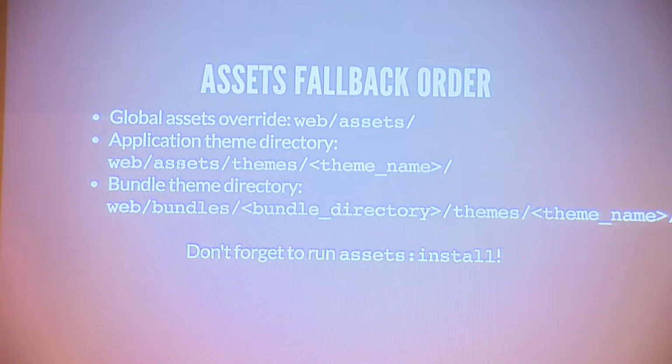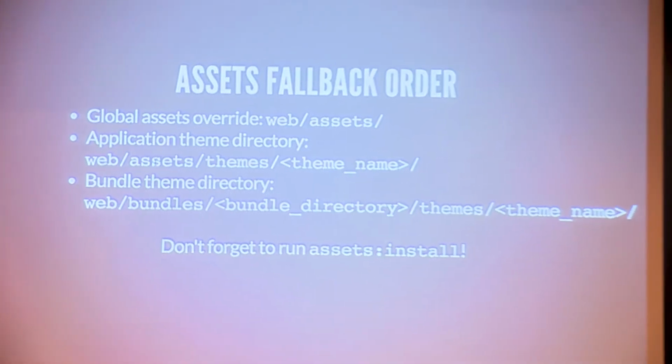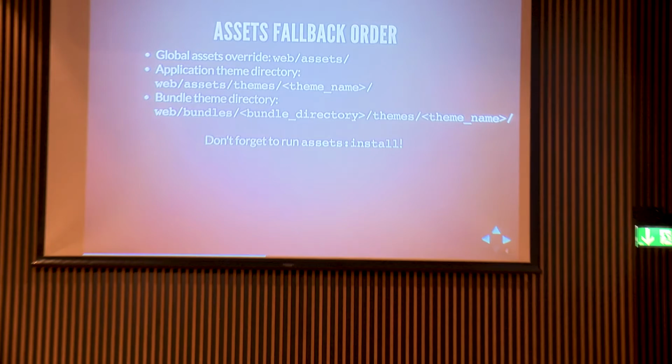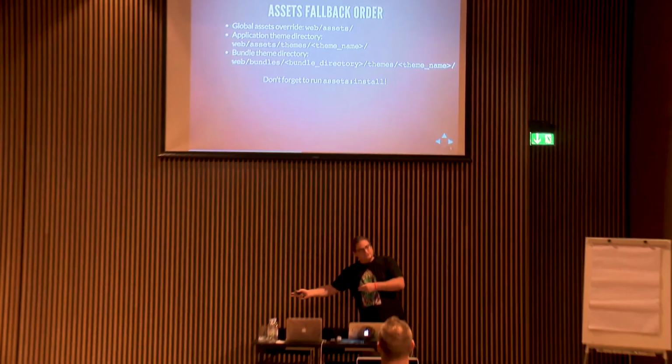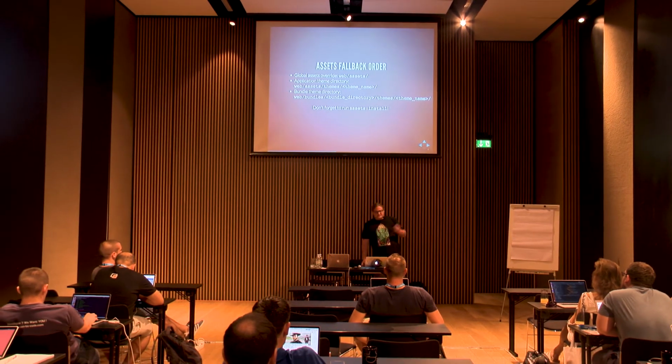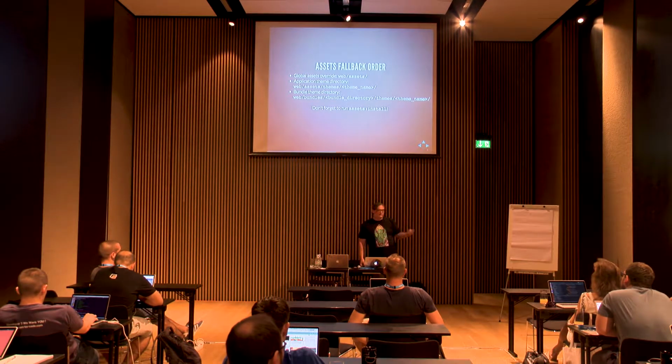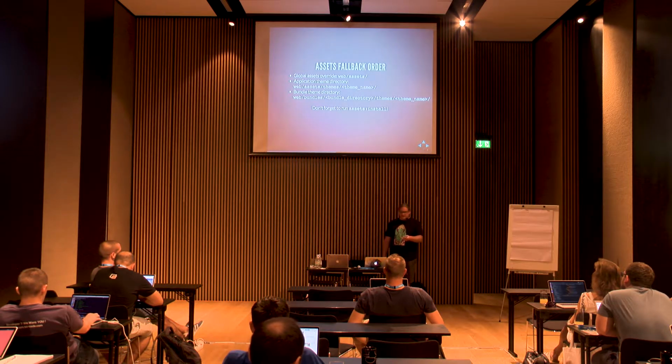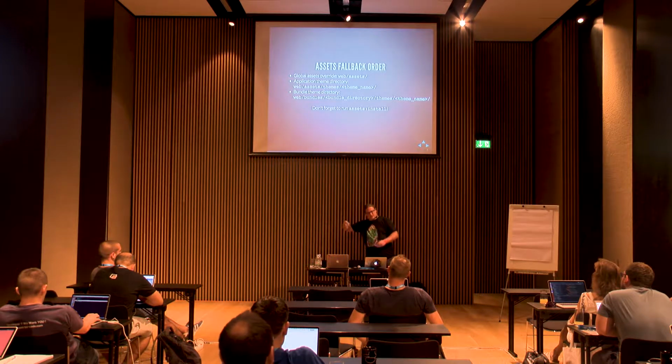So the fallback order, basically, it will first check in the global override, so web/assets. Then the application theme directory, so web/assets/theme/theme-name. And then your bundle directories. Of course you need to run the assets:install command, like for any assets anyway. Then the theme directory will be web/bundles/your-bundle-name/themes, etc.